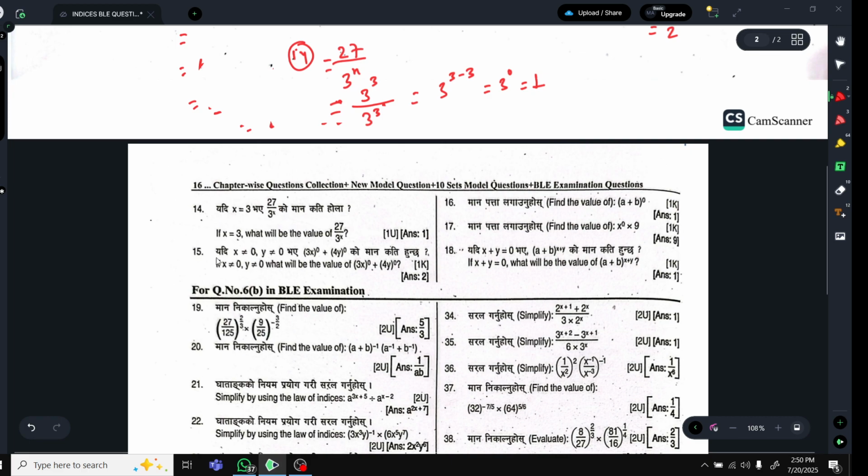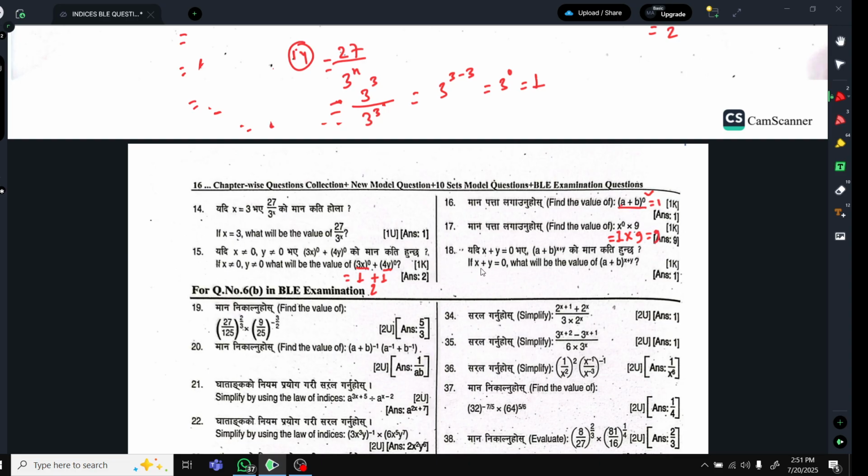Similarly, question number 15, let's see. What will be the value of 3x to the power 0? 3x to the power 0 means 1, plus 4y to the power 0. Anything to the power 0 is 1. 1 plus 1 gives us 2. Let us see question number 16. Here also the same thing is given, a plus b to the power 0. Anything to the power 0 is equal to 1. Let us see question number 17. X to the power 0 means 1 multiplied by 9. That will give us 9 only.